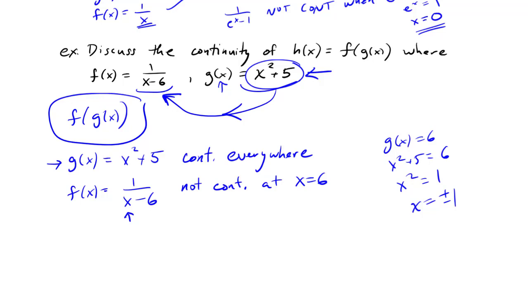So what I was saying about the chain of the composite: as long as points are allowed to go into one function, come out and go into the next function, then we can keep our continuity.